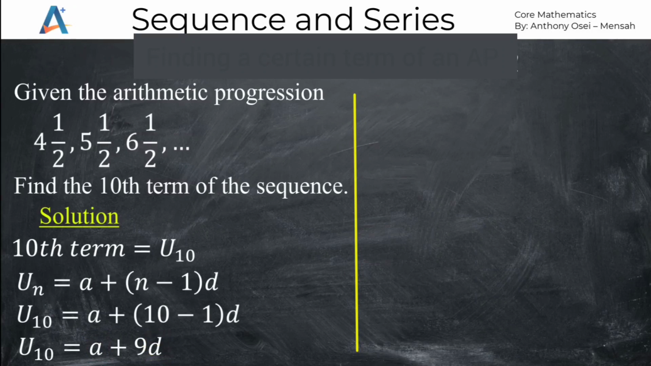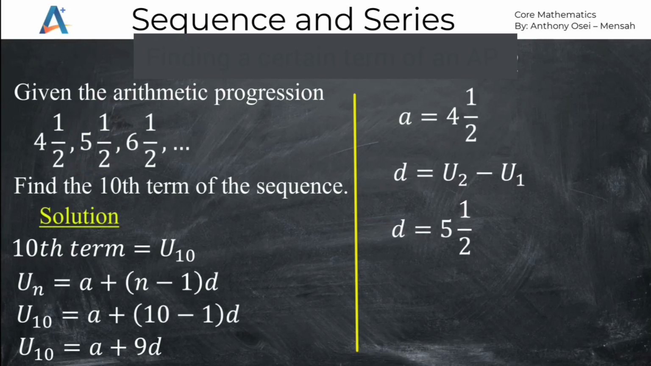Now a is equal to 4 1/2 as the first term. Now our common difference, which is d, will be equal to U2 minus U1. So d will be equal to the second term, which is 5 1/2, minus the first term, which is 4 1/2. Now to solve, we have to break this down into improper fractions. Now we have d is equal to 2 times 5, which is 10, plus 1, making 11 over 2, minus 2 times 4, which is 8, plus 1, making 9 over 2. 11 over 2 minus 9 over 2 equals 1. Then the common difference is 1.